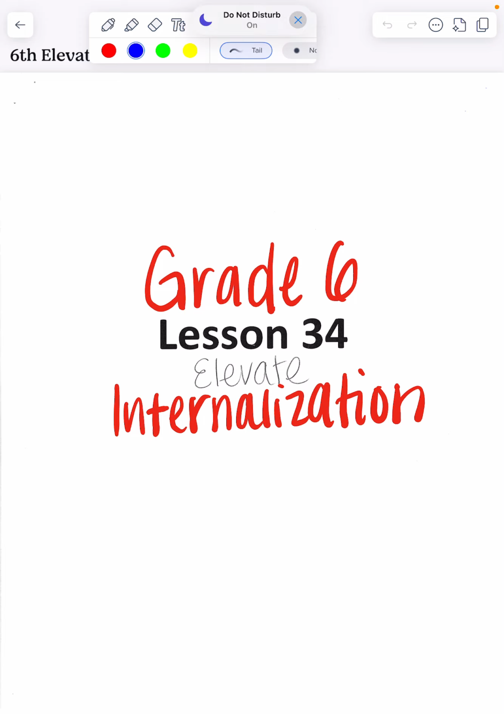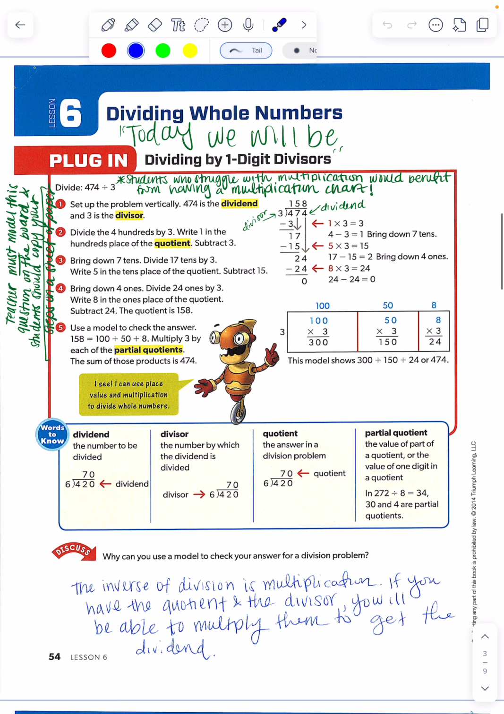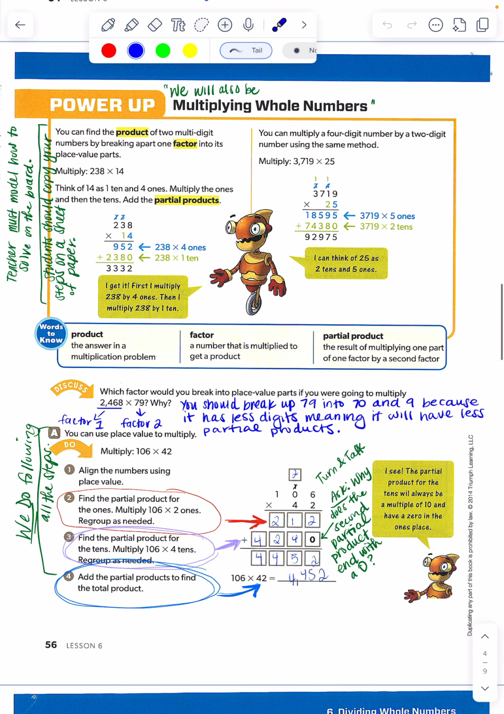Hi everyone. For grade 6, lesson 34 of the Elevate curriculum, students are going to be working on two different skills. The first one is dividing whole numbers by one-digit divisors, and then the second one is multiplying whole numbers. Because students have been working on those multiplication sprints, it's probably more logical for us to break these days up into two separate days, starting with multiplying whole numbers.